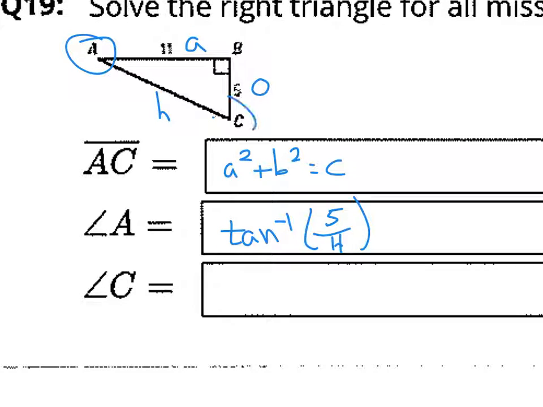And then to find angle C, these are just going to be reversed. So again, inverse tangent. And who's your opposite over the adjacent? I'll let you put the numbers in on that one.